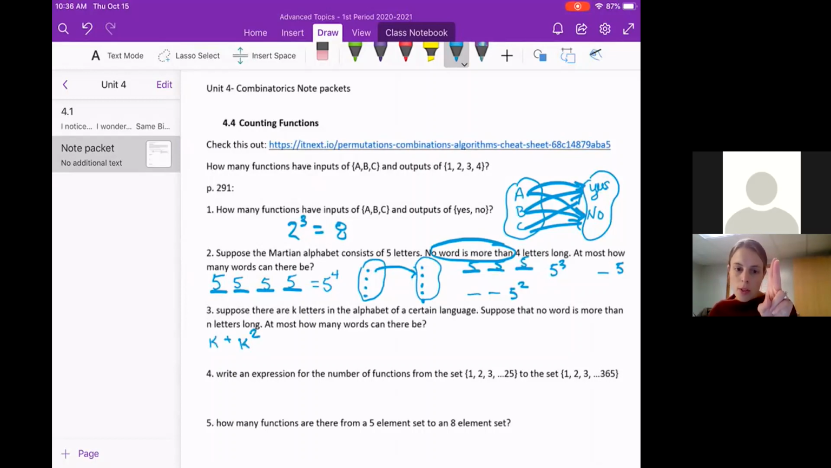K choices for the first letter, K choices for the second letter. If you had a word that was 3 letters long, you would do K cubed. And you'd keep doing this. It says that no word is more than N letters long, so we would keep doing this until we went K to the N, whatever N is. We would add them all up.